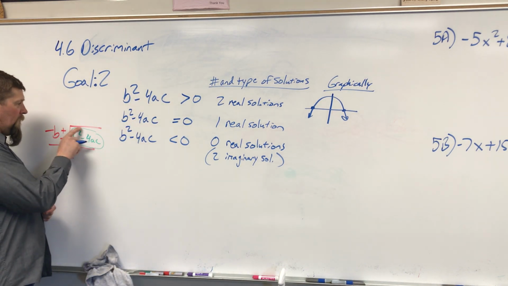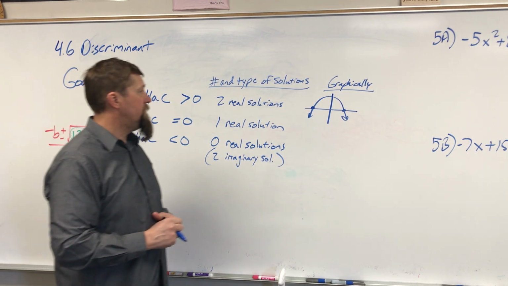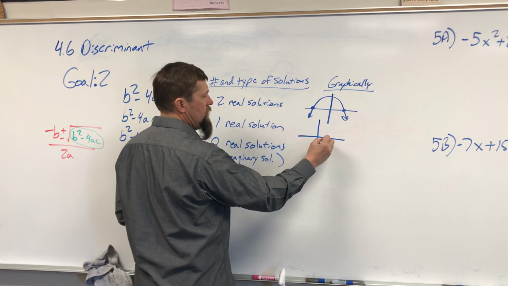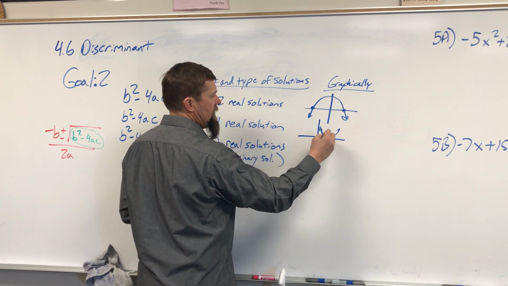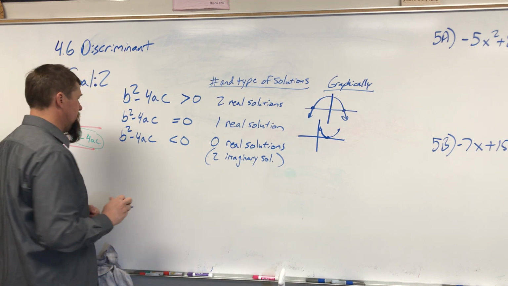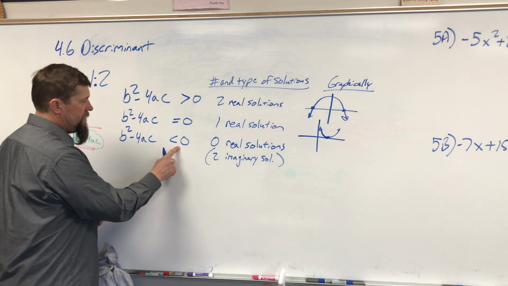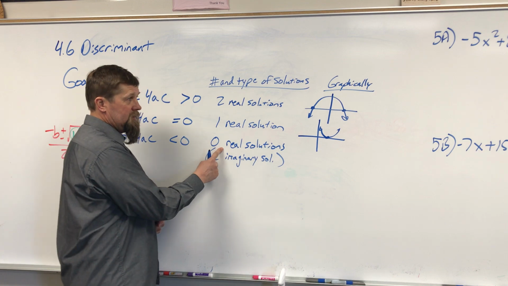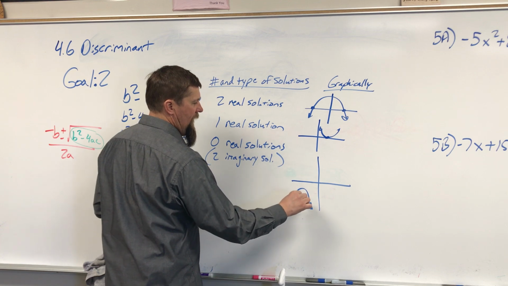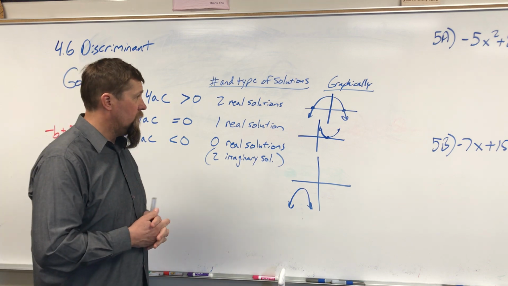If the discriminant is equal to 0, which we saw earlier in the first video, then there is one real solution, which means the vertex is at the x-axis. If the discriminant is less than 0, it means it has no real solutions, or two imaginary solutions. It means the graph does not cross the x-axis at a real number.